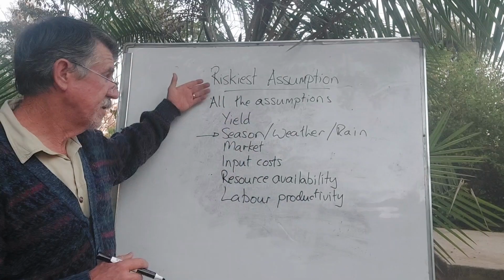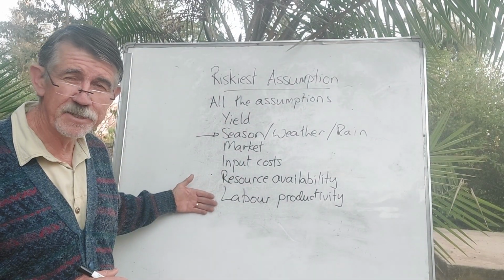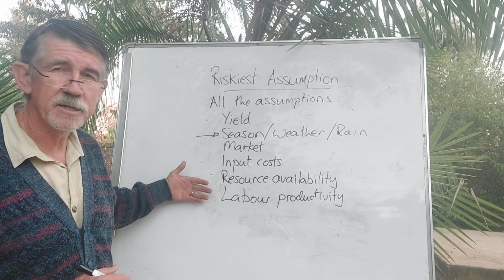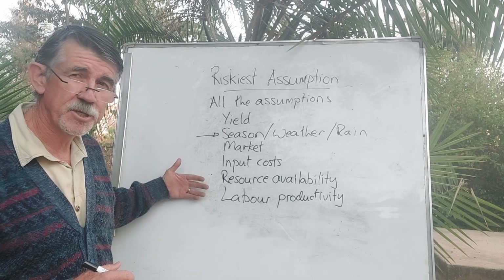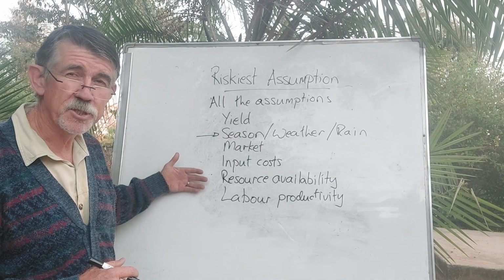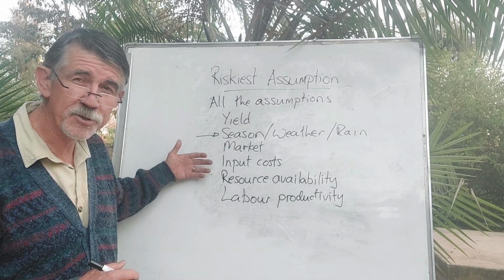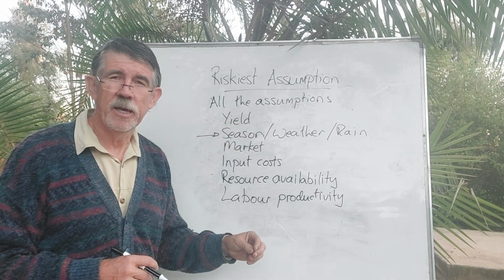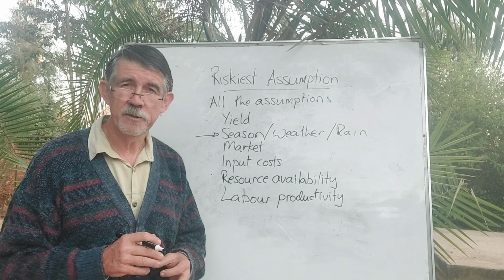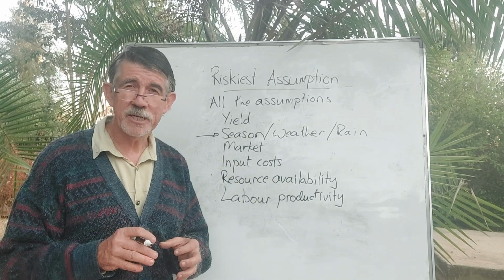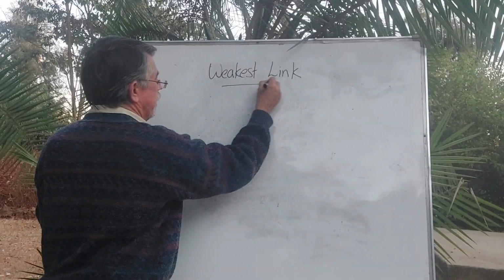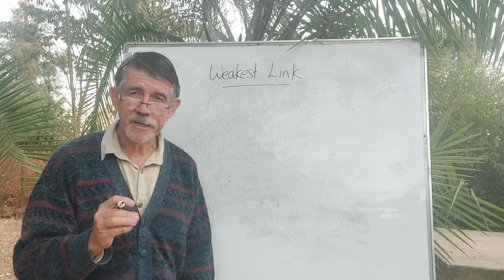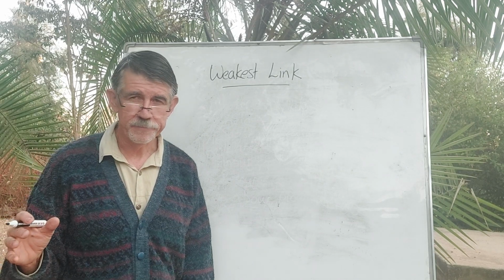So these are the things that we can do now in our second analysis of our farm plan: look at those assumptions and figure out which are serious, which are likely to occur, and if they do occur, how much impact will they have on my farm, and then what strategies do I implement to mitigate that risk or those risks. The third thing that we can look at is, what is the weakest link in our production plan?